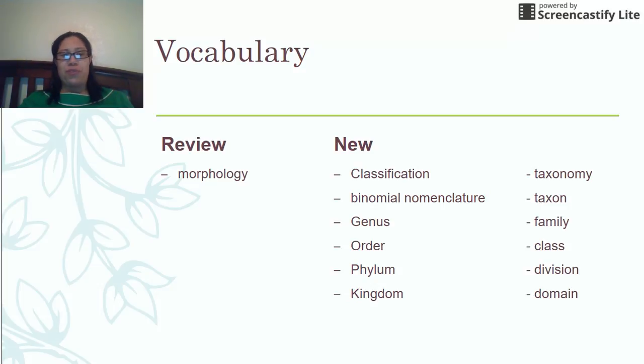Okay, first off, let's review our vocabulary. A review vocabulary word is morphology. If you recall, that is the physical makeup of organisms. The new words that we're going to have today are classification, binomial nomenclature, genus, order, phylum, kingdom, taxonomy, taxon, family, class, division, and domain.